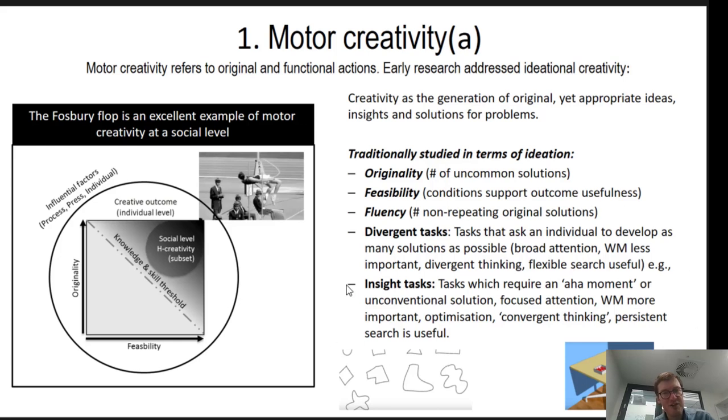And in research tasks, we don't have access to the whole population. So what we're dealing with is people's level of originality or creativity with respect to a sample of participants.